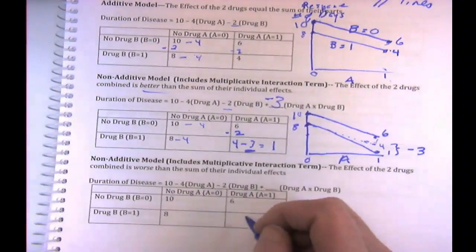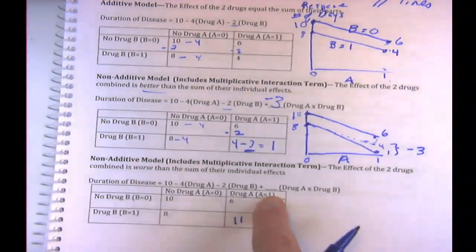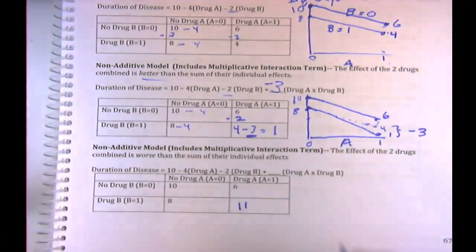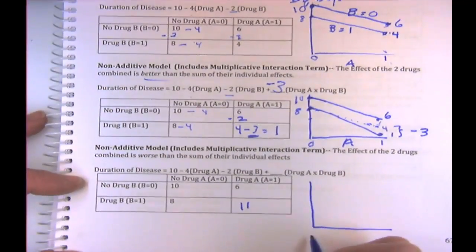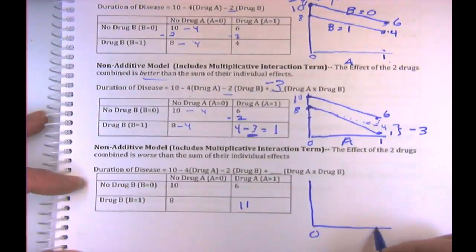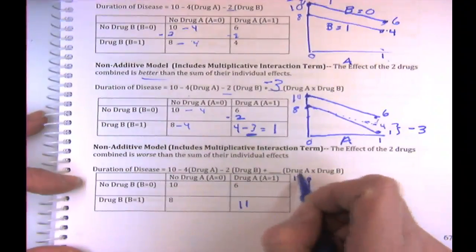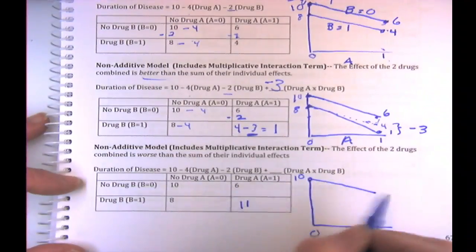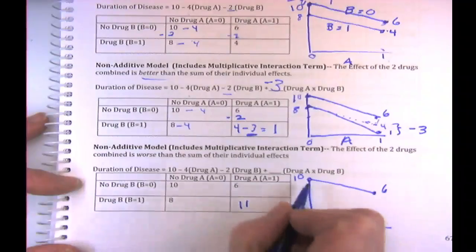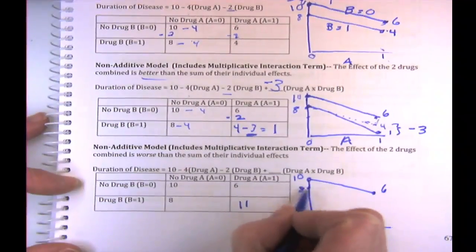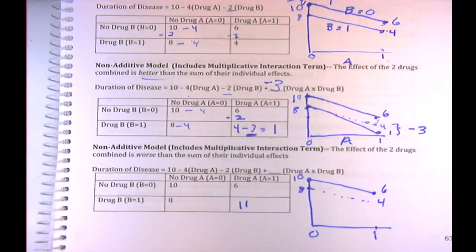Here, maybe I'll just make something up. Let's say I put 11 in here. Now, what are you going to put in here? Okay, so we can do the same thing. So we can go from 0 to 1, right? And 10 and 6. And now, I'll just put this one in, 8, just so you can see, this would have taken us to 4 with no interaction.